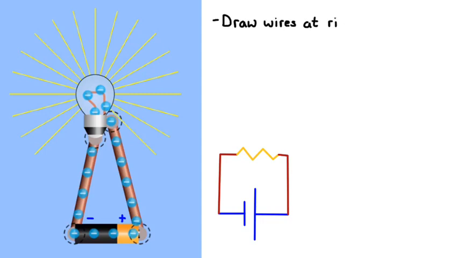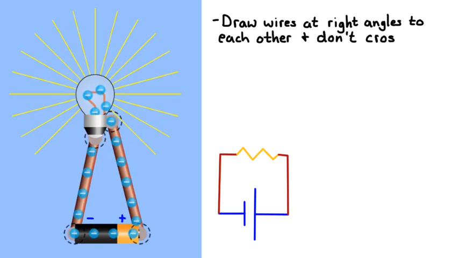So when we draw circuit diagrams, we're always going to draw those wires at right angles to each other, and then never let them cross if at all possible. In Physics 1, we should never have a situation where we need to draw wires crossing, because if we draw wires crossing each other, then we're going to confuse that with a junction.